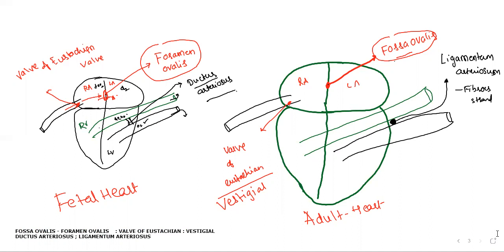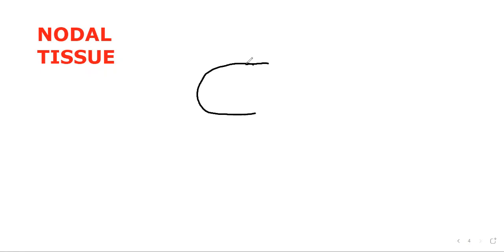Now we are going to learn nodal tissue, which is very essential for us to understand the functioning of the heart. So what is nodal tissue? Here also, I am going to give a hypothetical diagram which explains this phenomenon clearly. Here it is, our regular hypothetical heart.